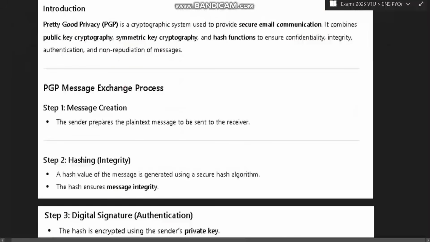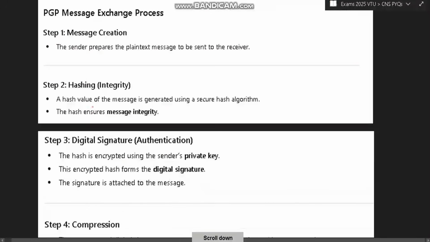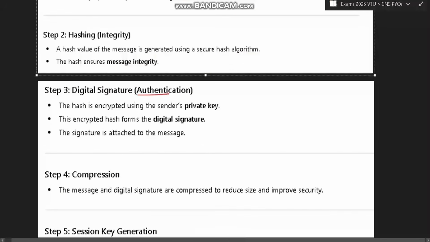So how does the process happen? How does PGP help us in the exchange of messages? First one, message creation. The sender prepares a plain text message to be sent to the receiver. Second, hashing happens, which ensures integrity. A hash value of the message is generated using a secure hash algorithm. Whatever the message is, that algorithm will be applied and a hash value will be generated. It will be unique to that message. Hash ensures message integrity.